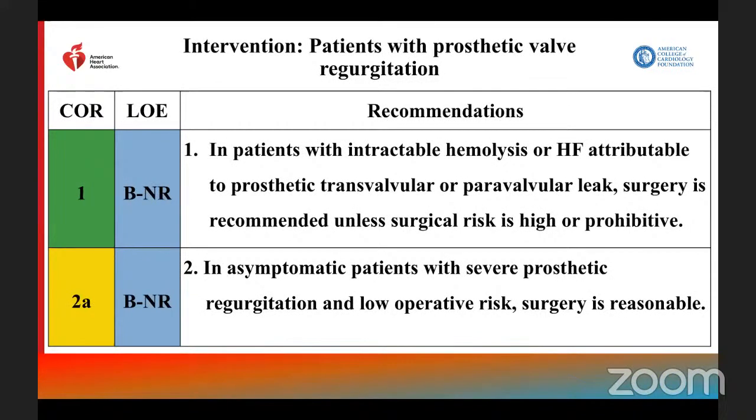So, intervention for a prosthetic valve regurgitation: in a patient with intractable hemolysis or heart failure attributable to prosthetic transvalvular or paravalvular leak, surgery is recommended unless surgical risk is high or prohibitive, as a class 1. In asymptomatic patients with severe prosthetic regurgitation and low operative risk, surgery is reasonable as a class 2A, level B.